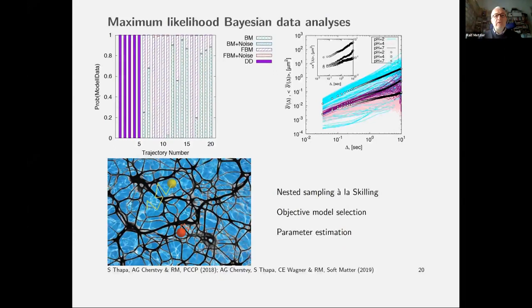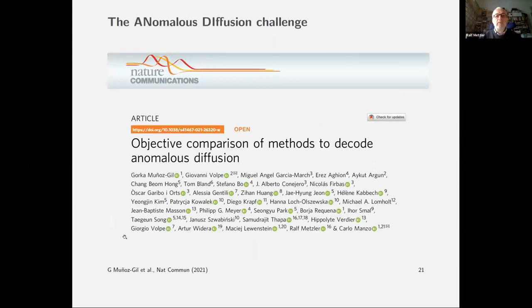Very short commercial: we're also looking at data analysis in our group, especially for anomalous diffusion, for fractional motion. We use Bayesian analysis, and if you're interested, I'm very happy to answer questions. And very recently, we organized, the main organizers were Giovanni Volpe and Carlo Manzo, the anomalous diffusion challenge. Here you have data, tell us what kind of process is behind the data. And soon there will be a second round of this. So if you're interested in competing with other groups on data analysis, watch out for anomalous diffusion challenge number 2.